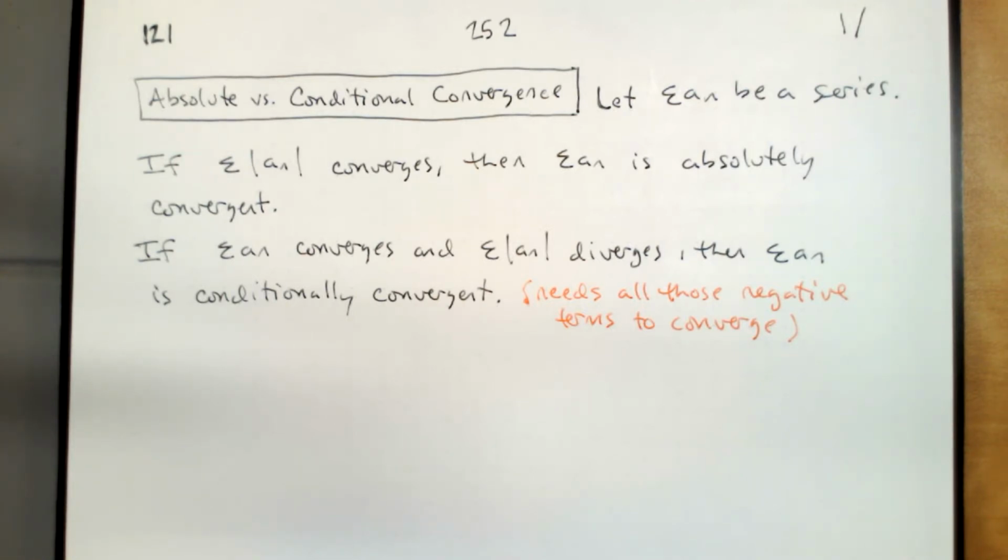So think of a conditionally convergent series as having a bunch of negative terms mixed in with the positive terms, but we need to make those terms negative because we need to subtract a bunch. Otherwise, our series just grows. So we want to read conditional convergence as a weaker condition. It needs all those negatives.